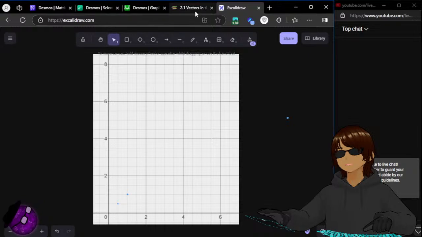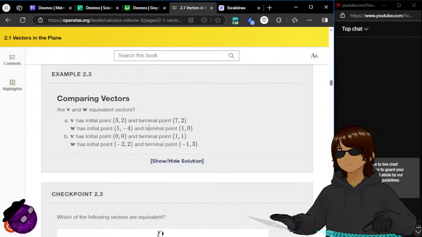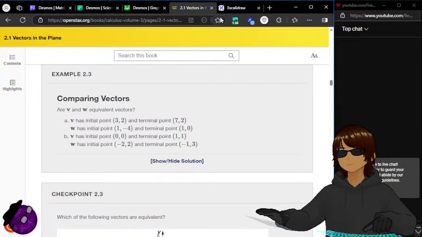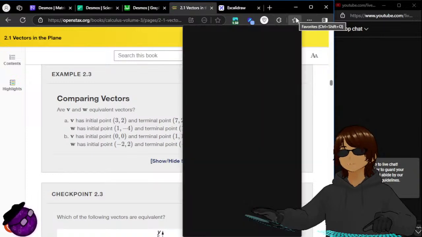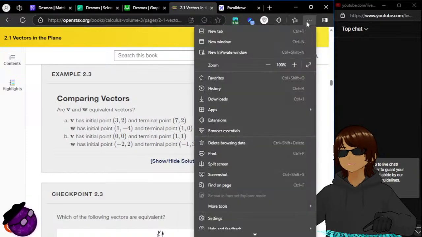Wait, there's a way of figuring it out. Can I draw on the thing? Not here.